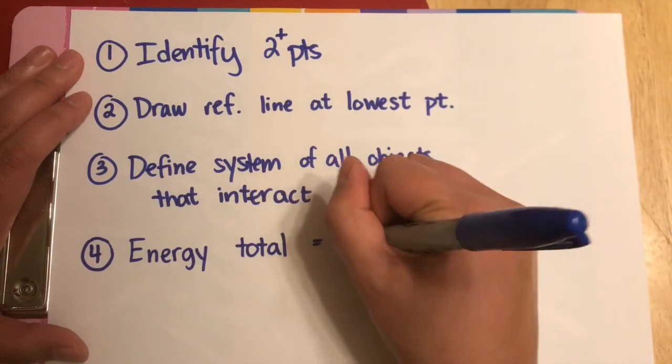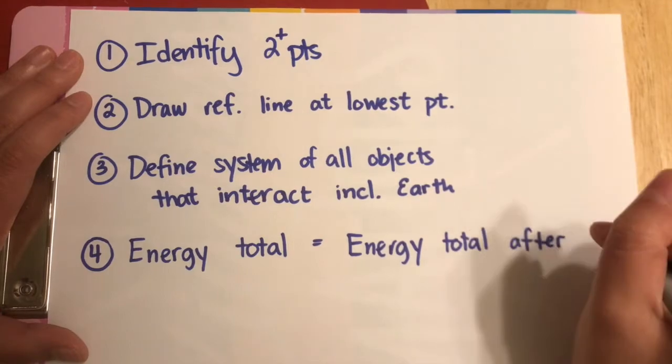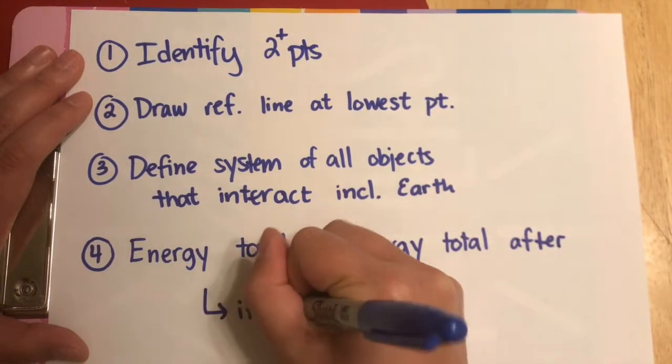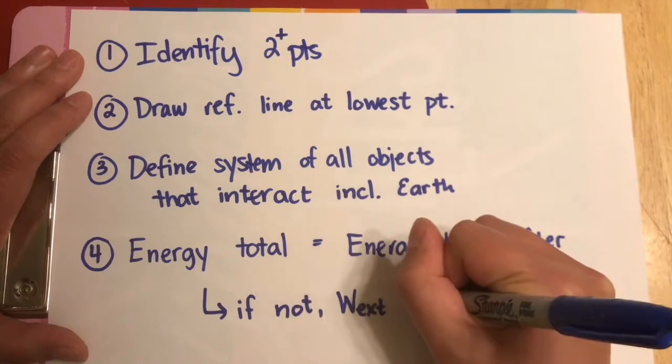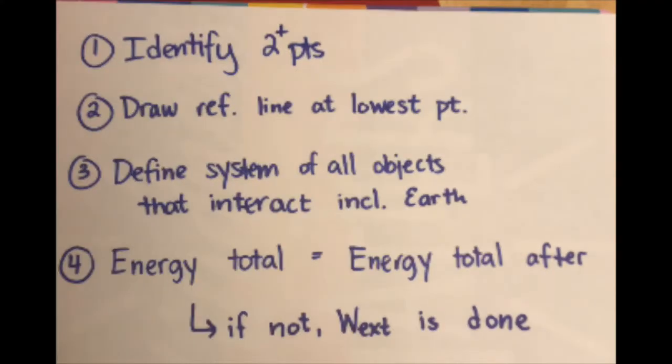Finally, that means the energy total is going to be equal at any time. So maybe I would write this as energy before is equal to energy after. And if you've misidentified something and they're not equal, that means some additional force has done work that we haven't thought of yet.